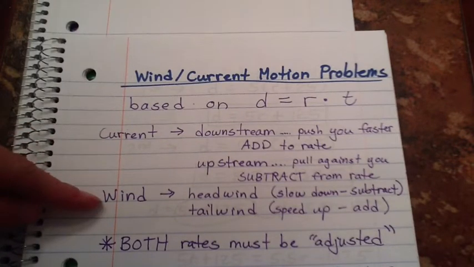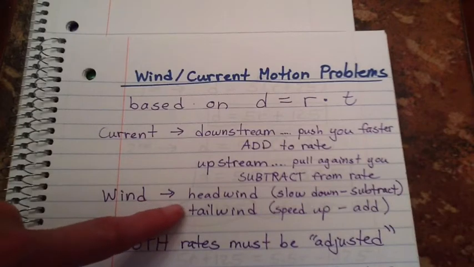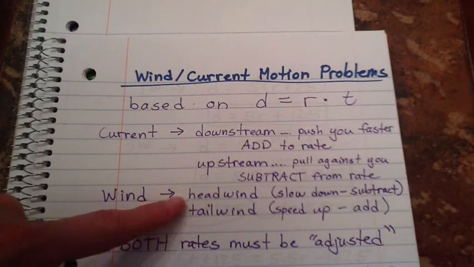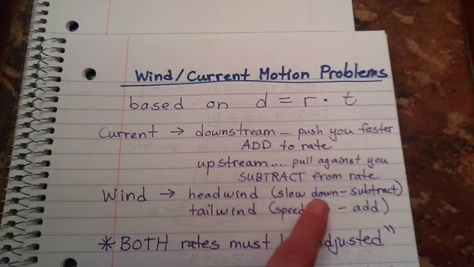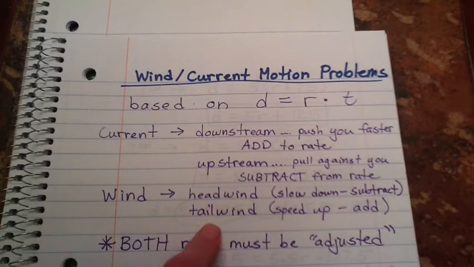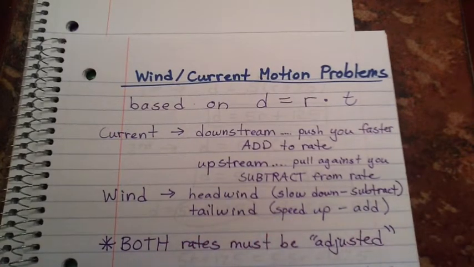For wind, you're going to have to memorize these because we're not typically using these words. When you have a headwind, it means it's blowing toward the head of the plane, typically the front of the plane. So it's going to go against you, it's going to slow down or subtract. Tailwind pushes, it's from the tail forward, so it's pushing the plane, speeding it up or adding to its rate, helping it move faster.